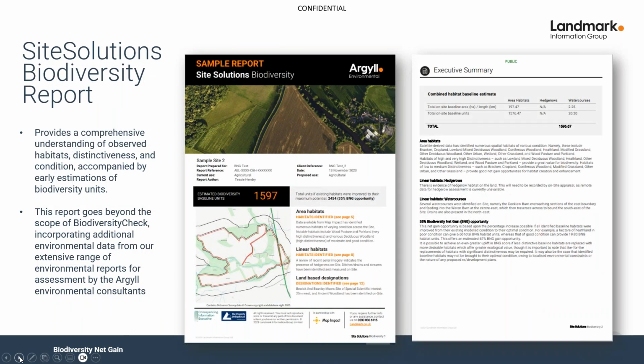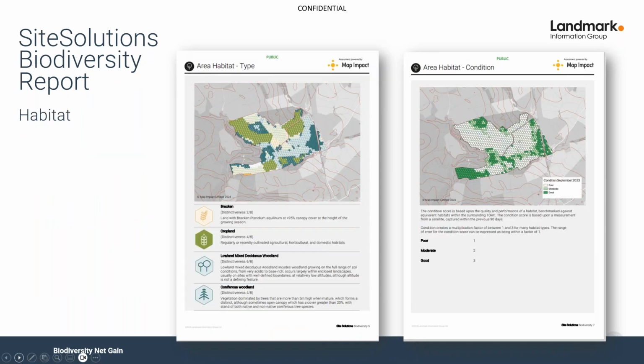So this provides essentially a lot more detail. It's got a more comprehensive understanding, and actually less automation and more input from a qualified professional to produce this report for the developer. If we move to the next slide, you can see this is an example of where the satellite data that I've already demonstrated and that Tom's already talked about comes in.